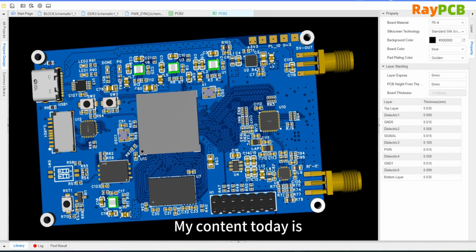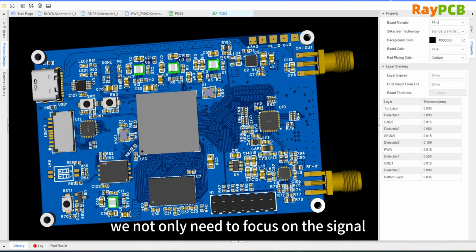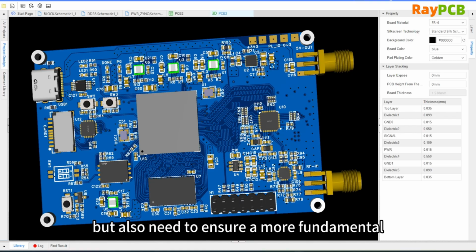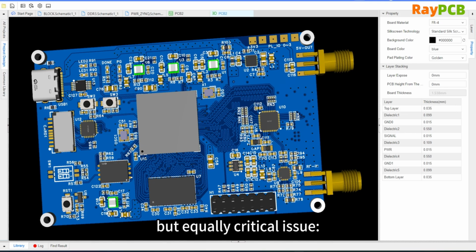Today my topic is power integrity in 6-layer PCBs. Power integrity and its causes. In complex electronic systems, we not only need to pay attention to whether the data on the signal lines is correct, we also need to ensure an even more fundamental but equally critical issue, the health of the power supply. This is what we call power integrity. Today, let's talk about this topic.